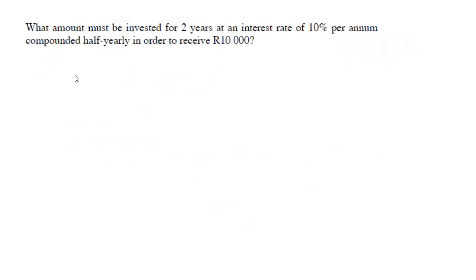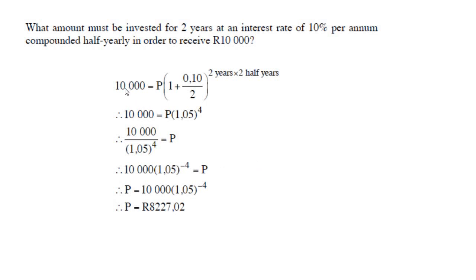Okay, let's look at some questions here. What amount has to be invested for 2 years at 10%, compounded half yearly, in order to get to 10,000? Well, there's the formula, A equals P times 1 plus i, but it's compounded half yearly, so you divide by 2 for every 6 months. And how many periods is 2 years? That's to the 4th power. And then you just divide.